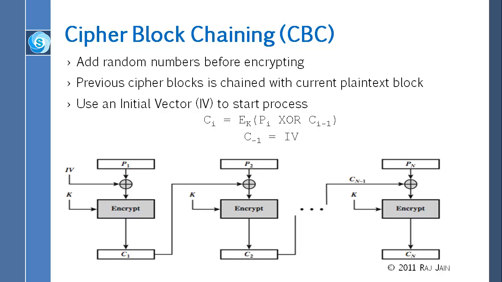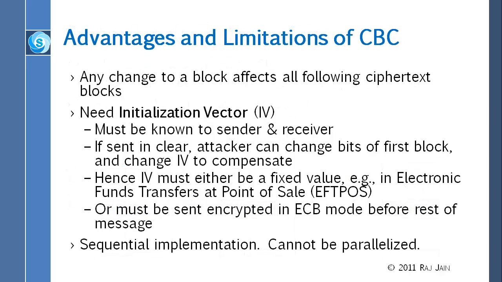So it is possible that the attacker can change the IV and can change the plain text. And so you say money required and they will say no cash needed, that kind of stuff. So either the IV must be a fixed value, as in electronic funds transfer at the point of sale, EFT POS, or the IV must be sent encrypted in ECB mode before the rest of the message. Actually, I have seen it sent in clear, so I don't know if people try to protect it.